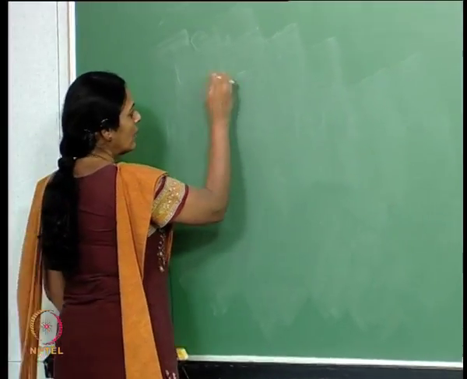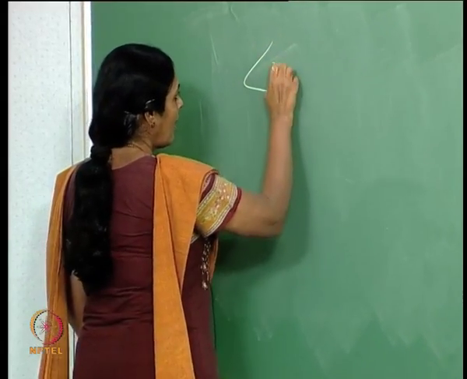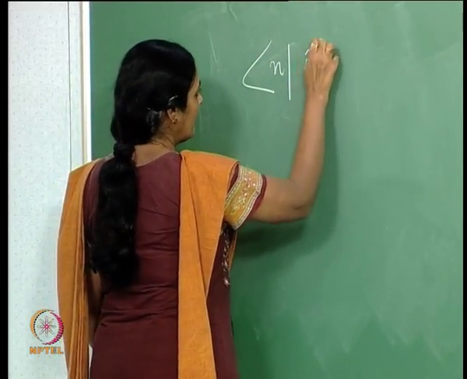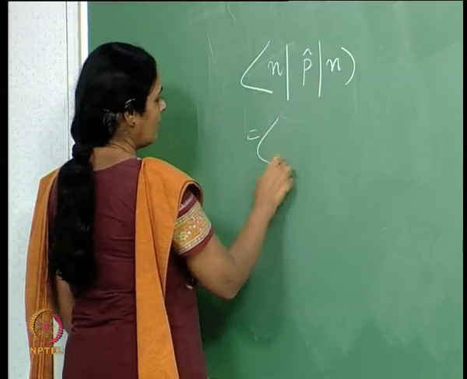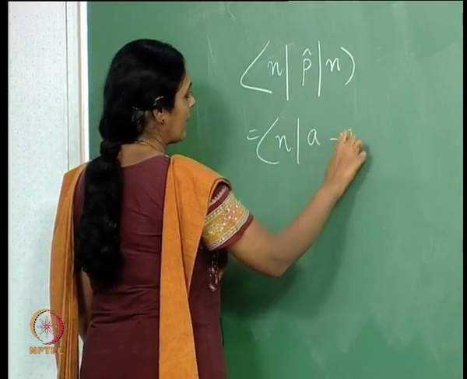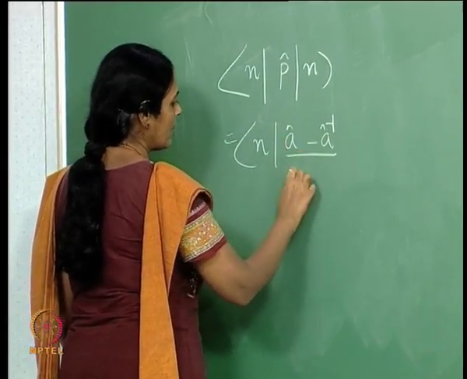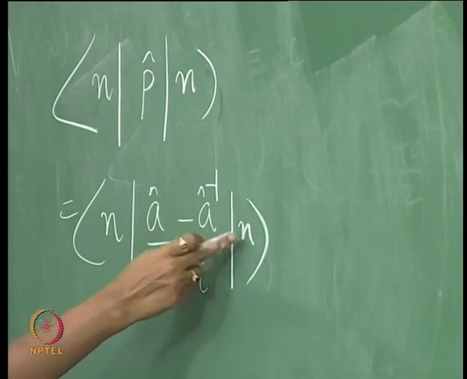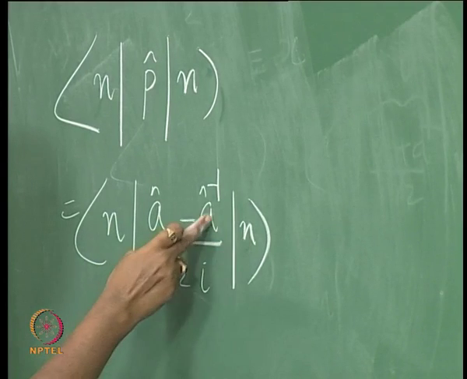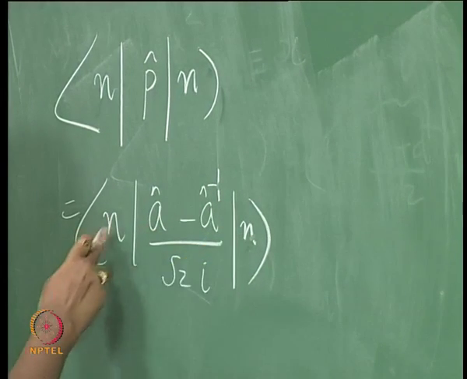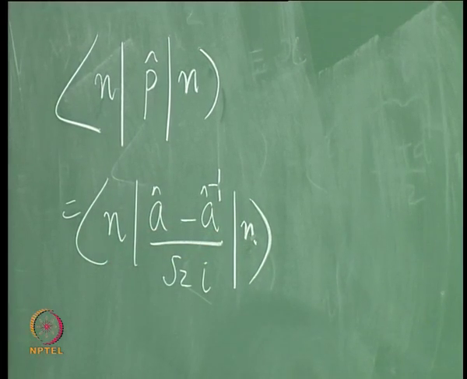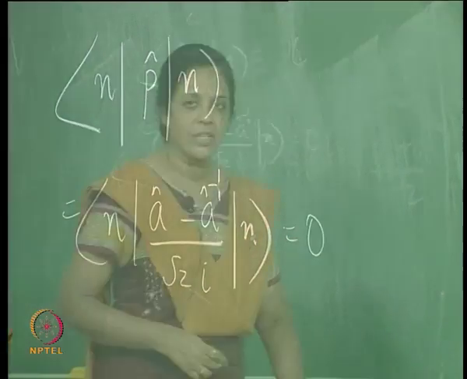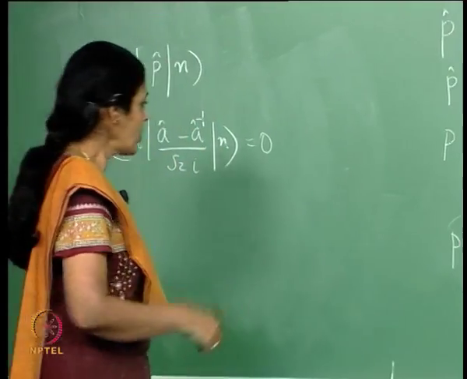Once more, in the abstract notation, I had <n|P|n> was <n|(a minus a dagger)|n>, these are all operators, by root 2 i. And once more, the fact that a lowers n to n minus 1 and a dagger raises n to n plus 1, and the states are orthogonal to each other. In any state, any energy eigenstate of the harmonic oscillator, this was 0.